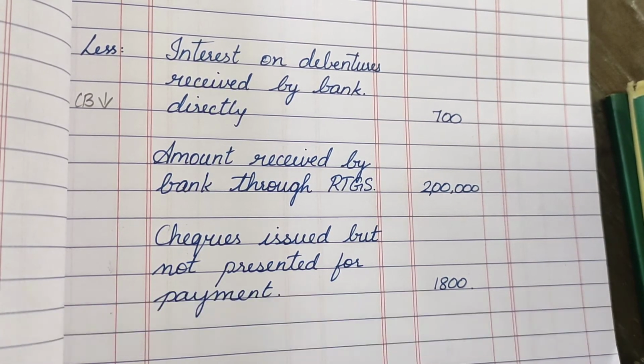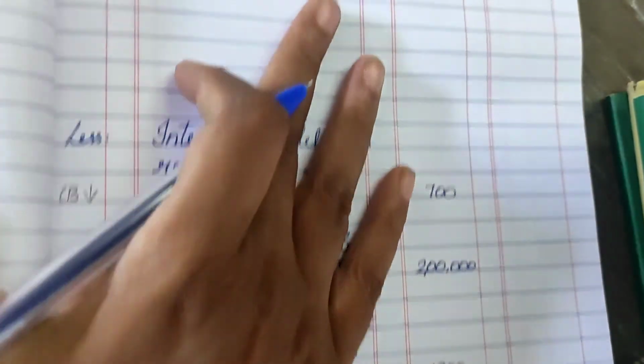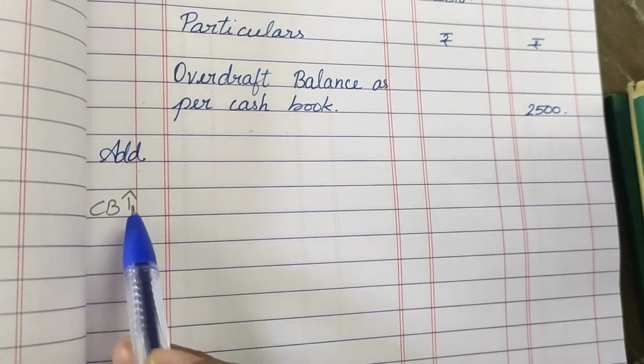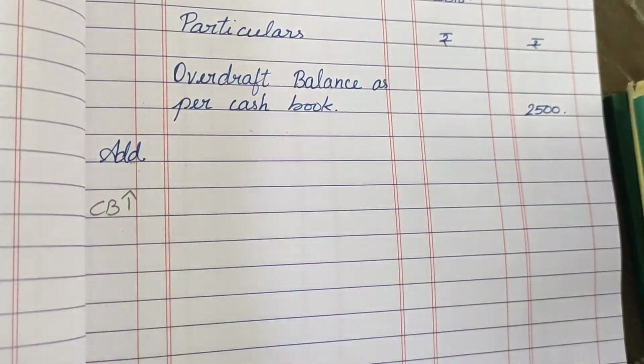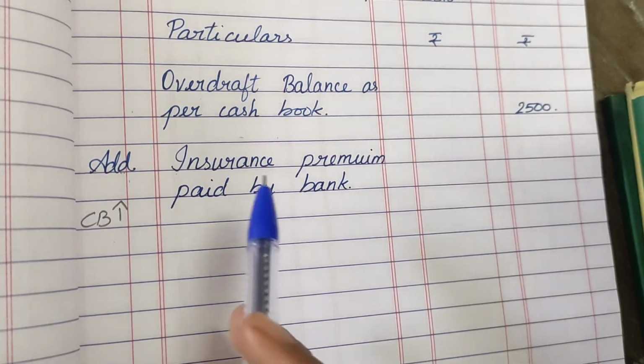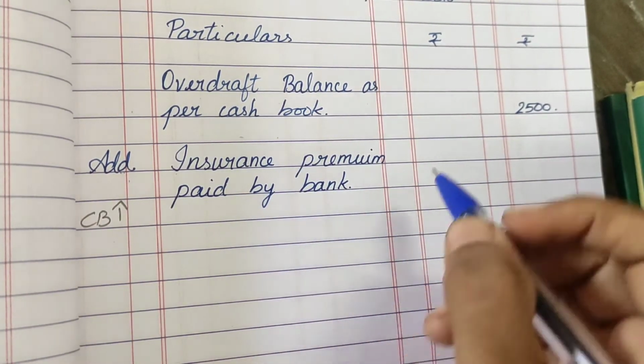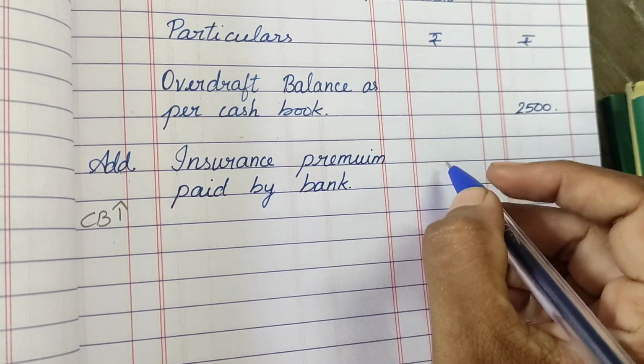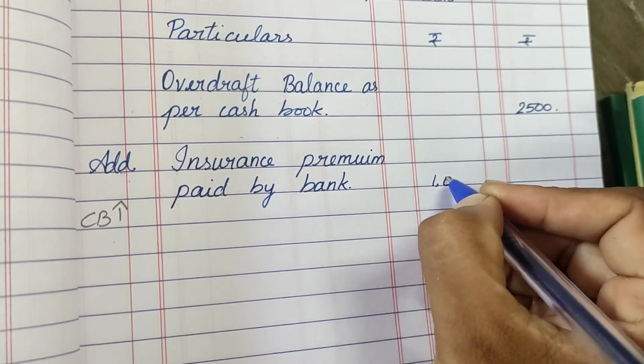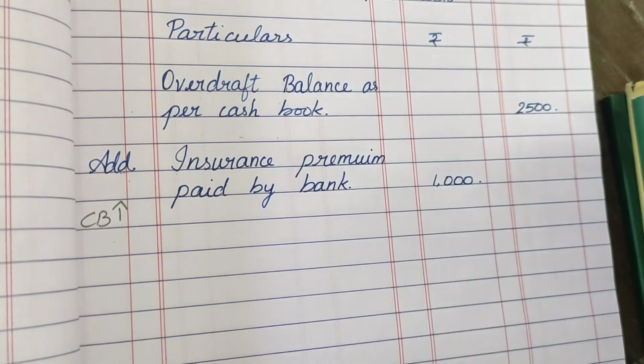So cash book remains increasing, an increased balance. Therefore, when the cash book is increasing, you'll put it on the add category. So we got insurance premium paid by the bank. Therefore, the amount is 1000 rupees, which is going into the inner column.